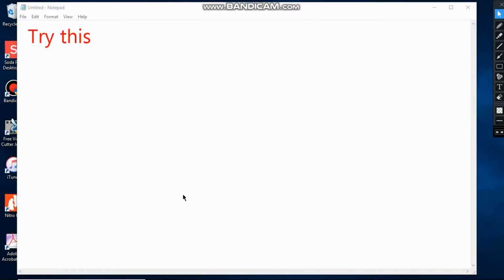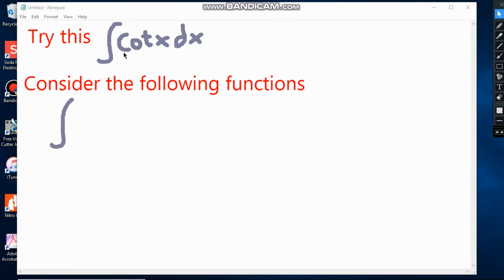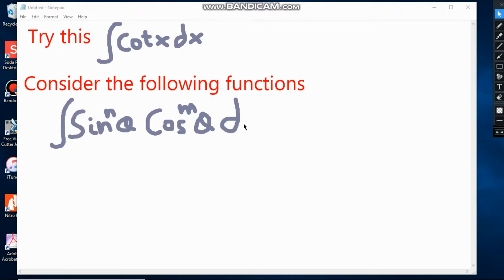Okay, try this. Integral of cot of x dx. It is the same as the previous example. Okay, let me continue. Consider the following functions. If I have a function like this, sine of theta raised to n times cos of theta raised to m d theta. When I integrate this kind of function, I must consider the following cases.